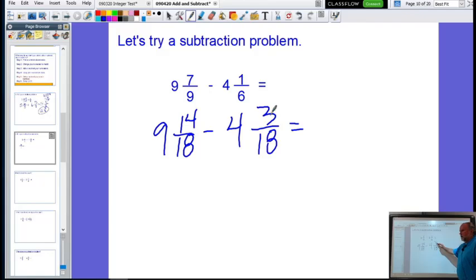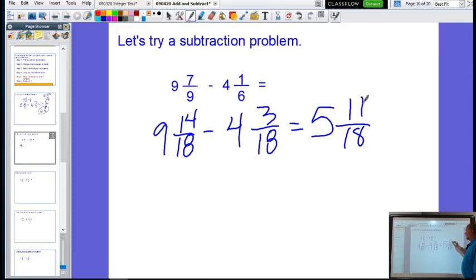14 take away 3 gives me 11. Keep the 18. And then now subtract the whole parts. 9 minus 4 is 5. Most common mistake on a subtraction problem is we subtract everything with our fractions, but yet we add our whole parts. Got to remember it, subtract everything. Subtract everything.